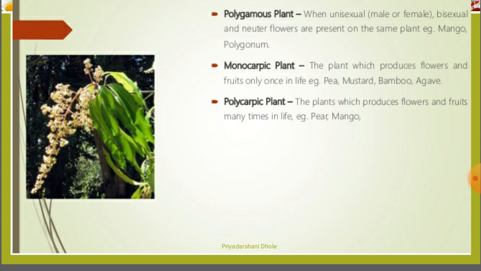Then polycarpic plant, the plants which produce flowers and fruits many times in life. Example pear and mango. Each year we are eating mango in each April and May season. Therefore it is called a polycarpic plant.